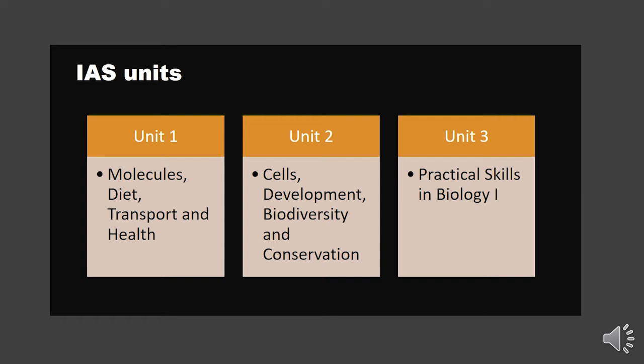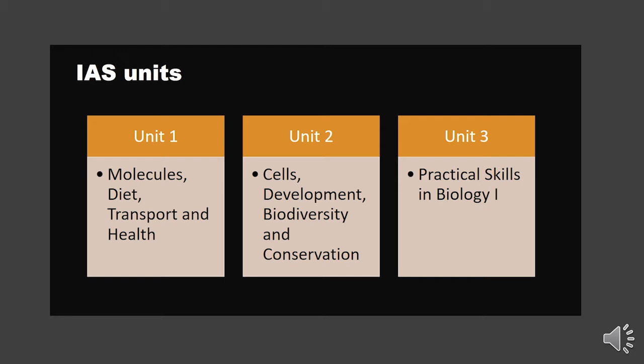In the same way, Unit 2 consists of 2 topics. Topic 3, cell structure, reproduction and development. Topic 4, plant structure and function, biodiversity and conservation. Unit 3 is practical skills in biology. That is, all the practical skills or techniques that you learn in Unit 1 and Unit 2, you will be applying when it comes to Unit 3.